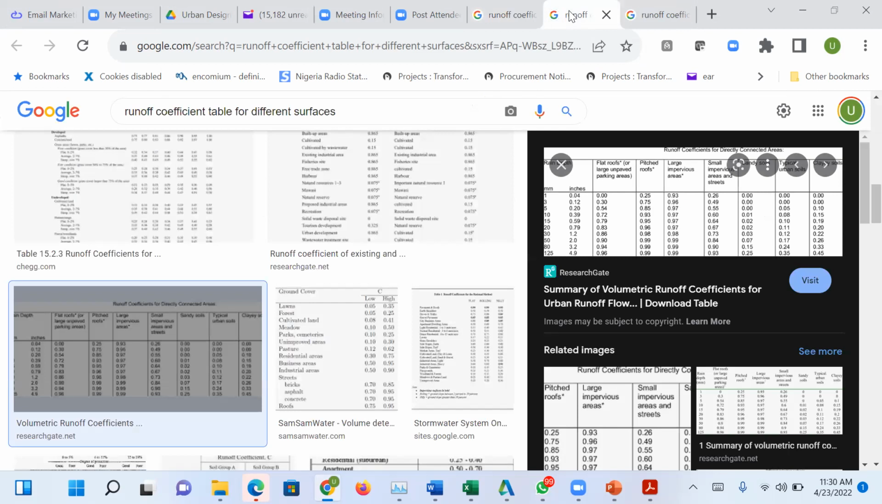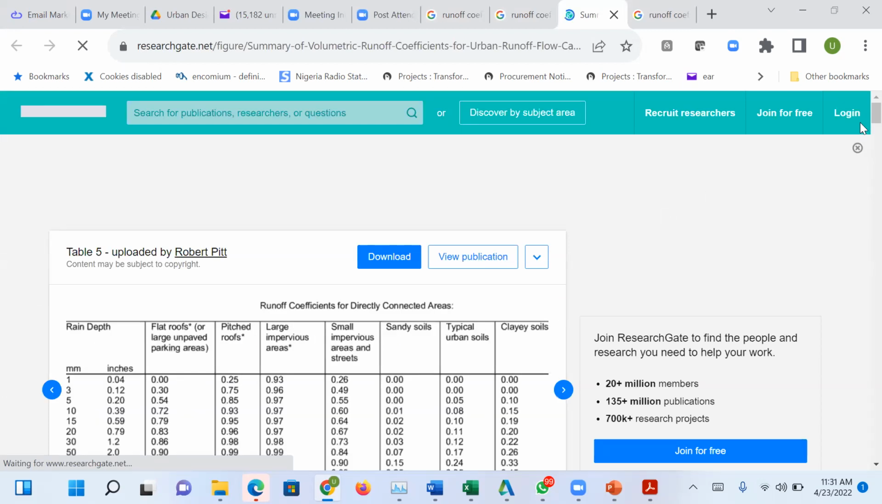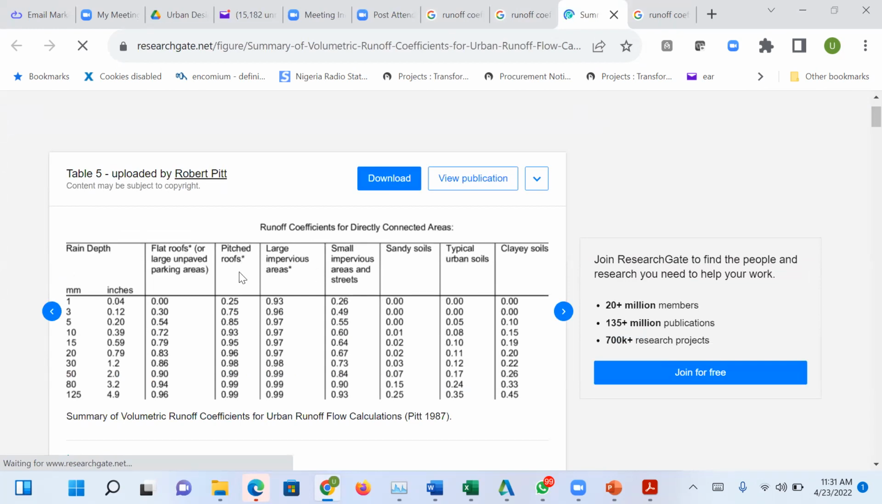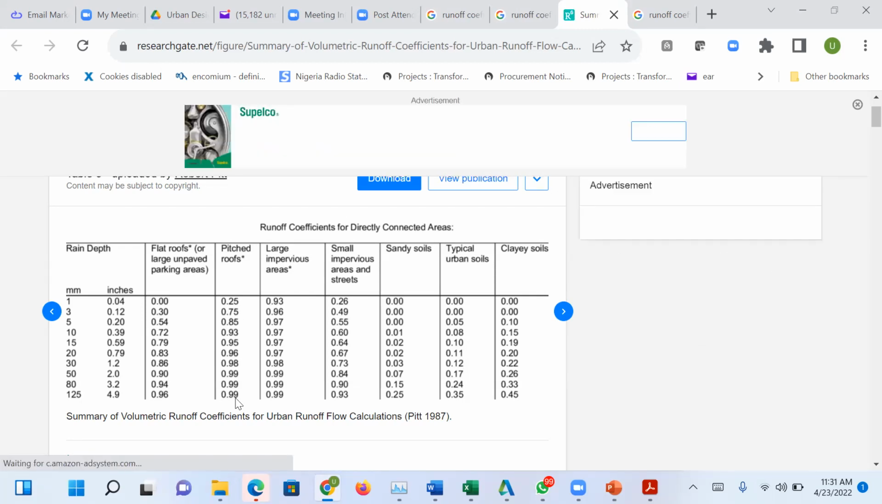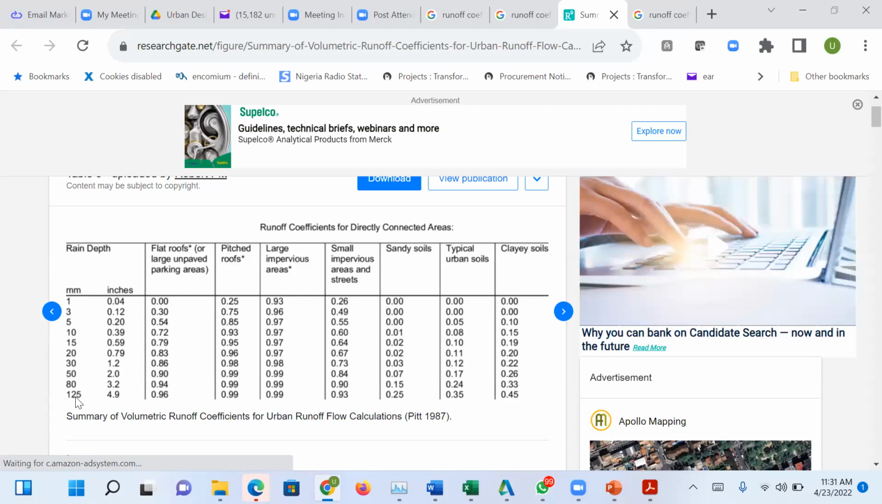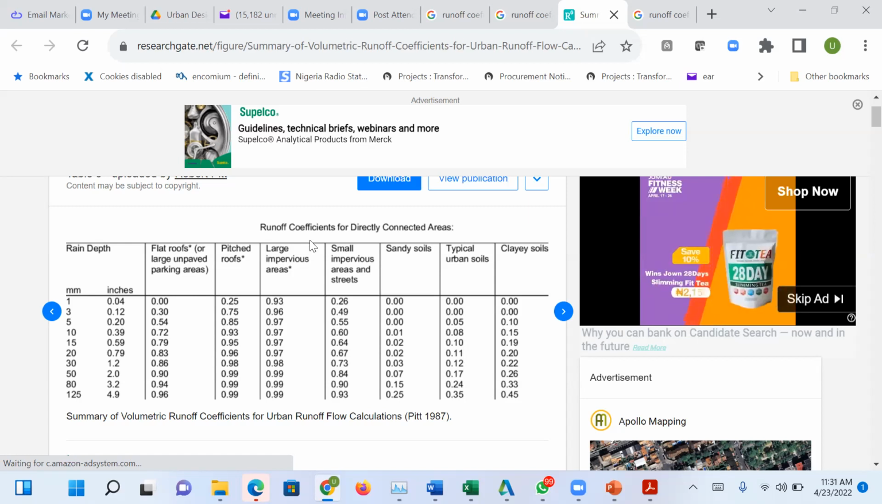Okay, so look at this one now. See, he's telling me now, pitch roof, based on the rain intensity, you can see what it is, up to 0.99. The depth of rain is about 125. The average rainfall in Nigeria is 125, by the way, 100. It's only in Maiduguri and some places you see 80. So this is the value in inches. So for flat roof, it is 0.96, the coefficient of runoff. For pitch roof, it is 0.99 because pitch roof has a higher slope.